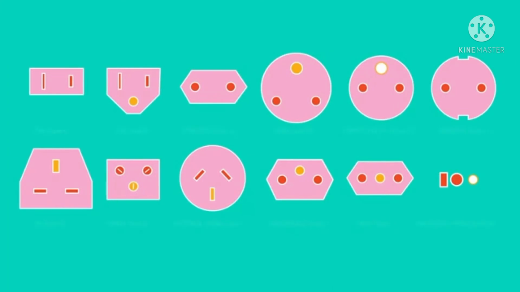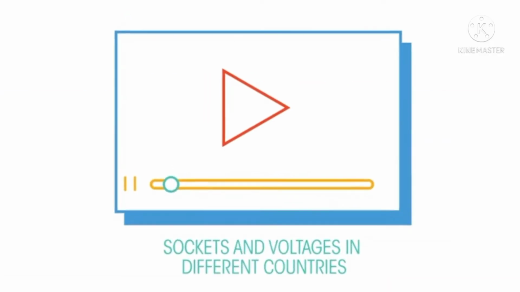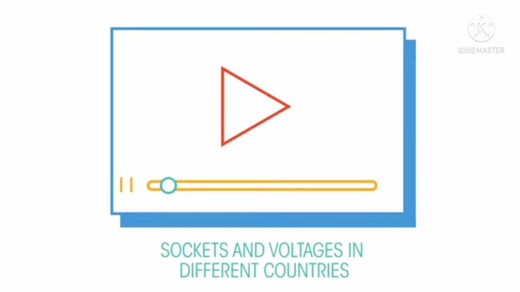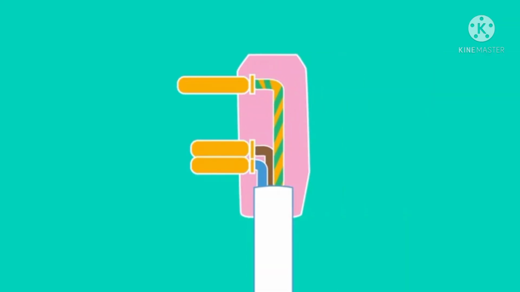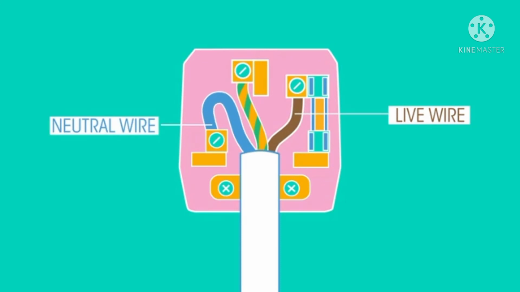Different countries have different types of plug for connecting appliances to the mains. Each pin in the plug is connected with a different type of wire. We are going to look at a 3 pin plug, but 2 pin plugs are pretty much the same. If we look inside a plug, we can see 3 different wires: the brown live wire, the blue neutral wire, and the green and yellow earth wire.